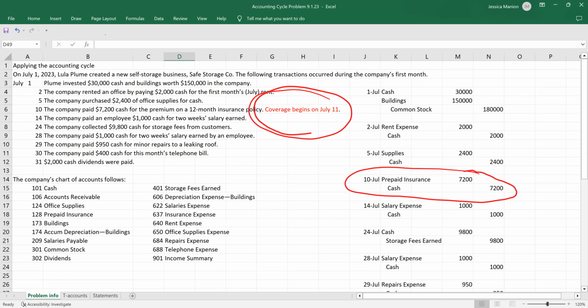So really what we need to do to calculate our expense, we need to take 7,200 divided by 12. That's going to give us the monthly. So our insurance is $600 per month. But again, coverage began on July 11th. So we were only covered for 2/3 of the month. So now we multiply this by 2/3. So we're going to have an expense of $400 for 2/3 of the month.